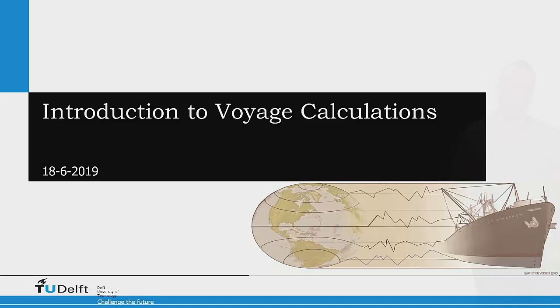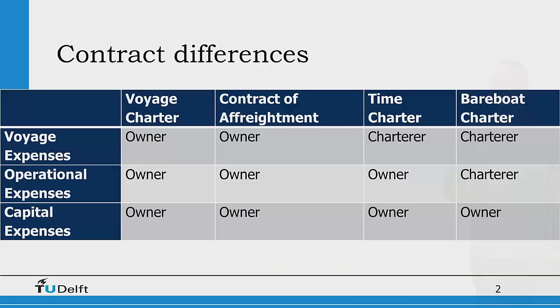In this game, I will introduce a main concept which will underlie all your work in the Maritime Business Game itself, the voyage calculation. There are a number of different types of contracts: a voyage charter, a contract of affreightment, a time charter, and a bareboat charter. The bareboat charter is not available within the Maritime Business Game, but the first three, the voyage, the contract of affreightment, and the time charter are.